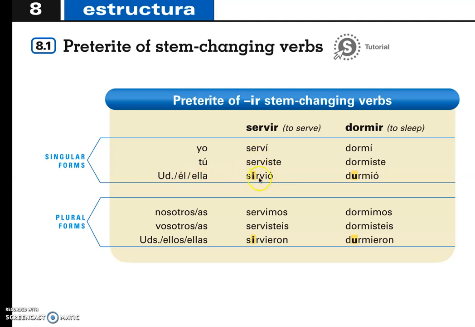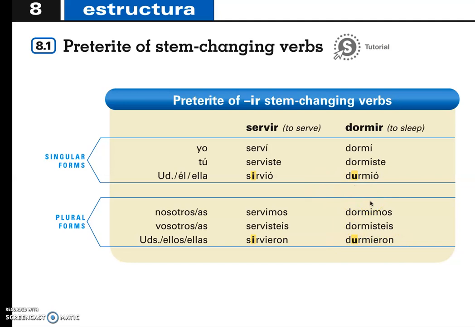All right, so there's a stem change in the usted, él, and ella form. The nosotros form goes back to normal, servimos. And then for the ustedes, ellos, and ellas form, back to the stem change, sirvieron. Right, and you see that also happens in this verb with dormir. So you say dormí, dormiste, durmió. So the O turns to a U. Back to normal, dormimos, and then here, durmieron. Right, so we see that same pattern.